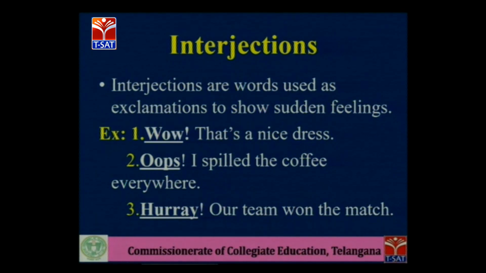So interjections are words used as exclamations to show sudden feelings, and they are usually abrupt, interrupting the speech in between to show sudden emotions or feelings. So the first example here is, wow, that's a nice dress. Here wow is an interjection because it is a feeling or emotion expressed when we see a beautiful dress.